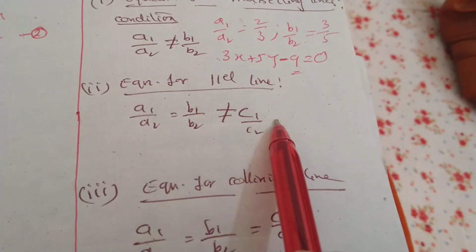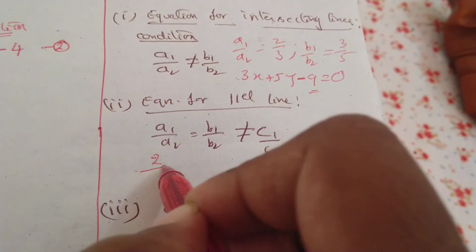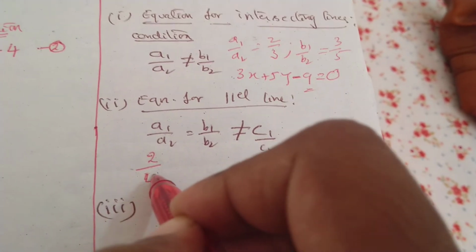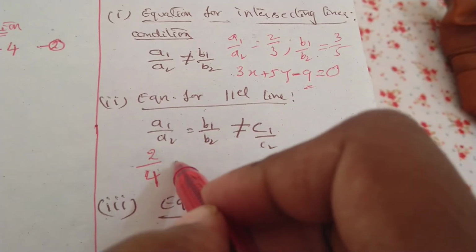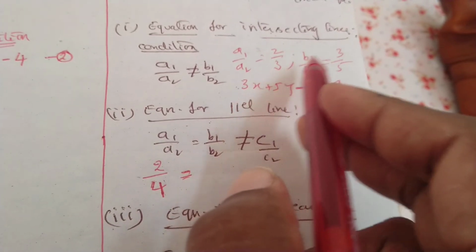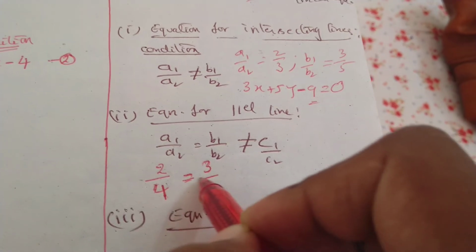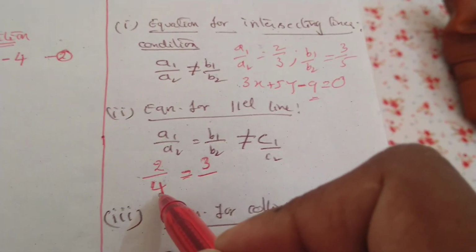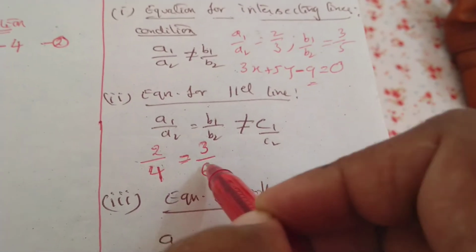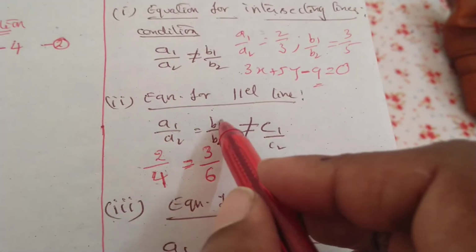Now the equation for the parallel line. Now what is the condition? They both should be equal. So my A1 is 2, by, suppose I am taking it to be 2 by 4, must be equal to, what is my B1? So B1 given here is 3. Now 2 by 4 means it is 1 by 2. So I must get here also an equivalent ratio, 3 by 6. So here 2 times, here also 2 times. So therefore 1 by 2, 1 by 2. So this condition is satisfied.